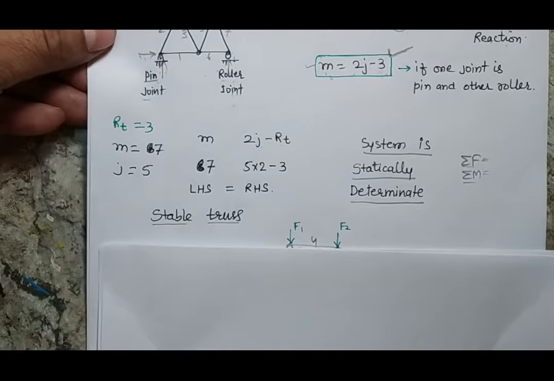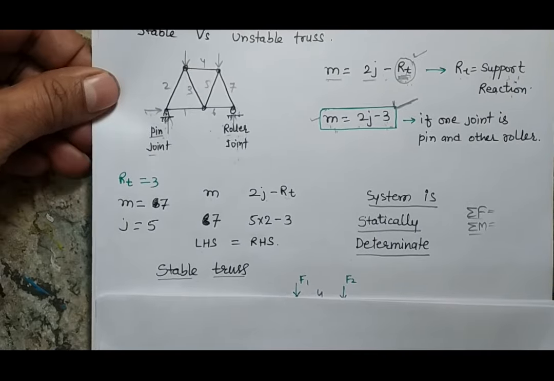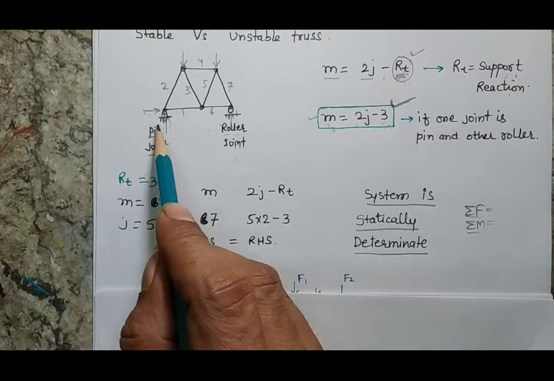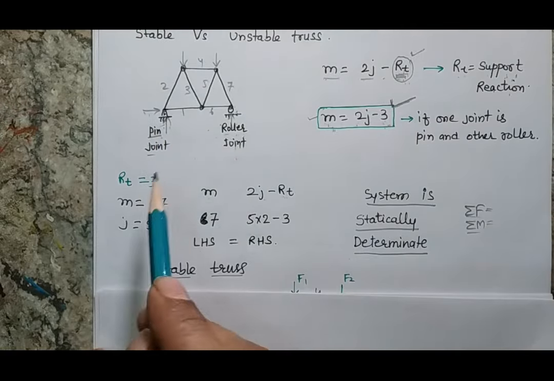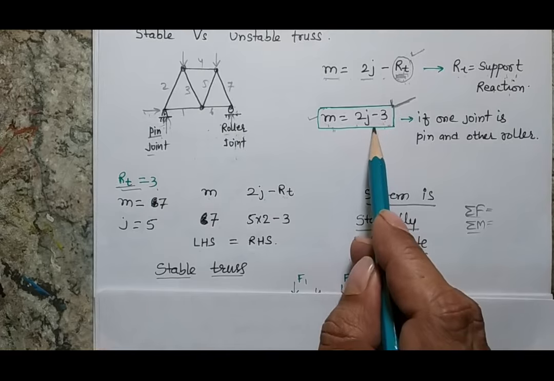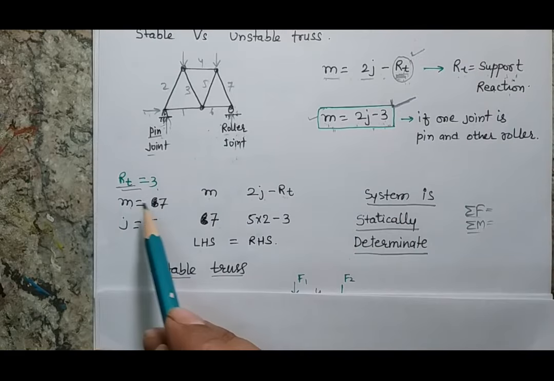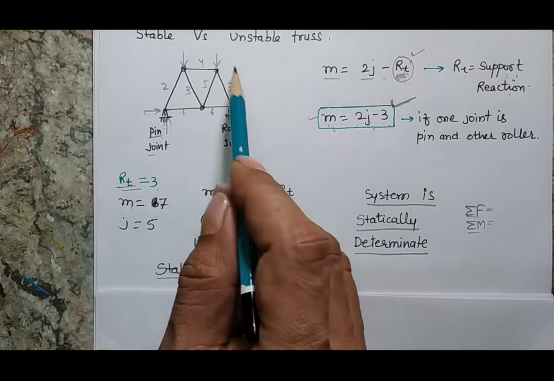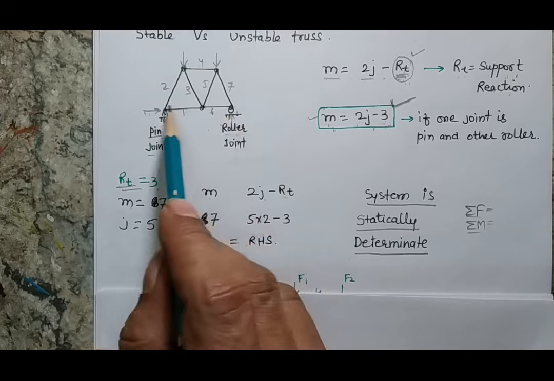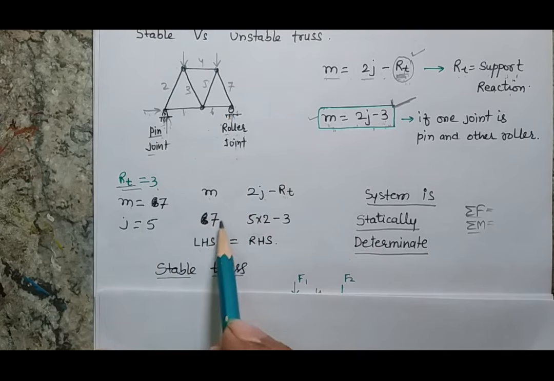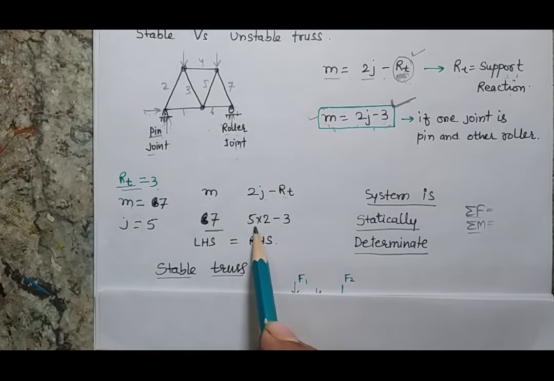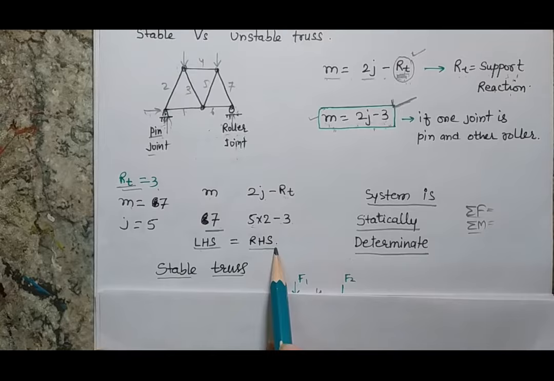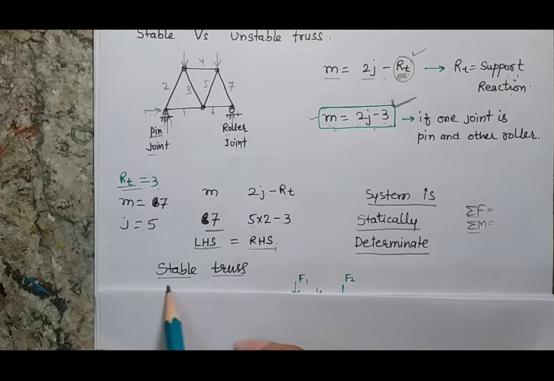Now let's apply the stability criteria for my truss. Here I know that the joints are a pin joint and a roller joint, so my total reaction will be 3, and I am free to apply this formula. My number of members is 7: 1, 2, 3, 4, 5, 6, 7. My number of joints is 5: 1, 2, 3, 4, 5. When I apply the formula, m is 7, RHS is 10 minus 3, which is 7, so RHS is balancing with the LHS. That means the truss is a stable truss.